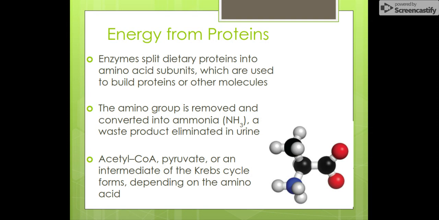Again, depends on the amino acid to what's going to happen, how they're going to be processed for energy. And that is the end of cellular respiration.